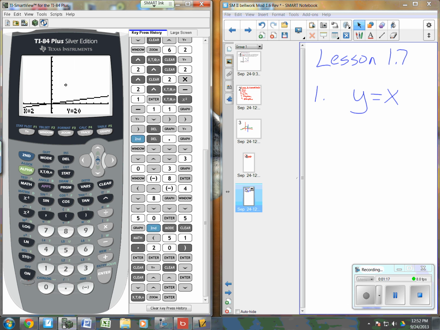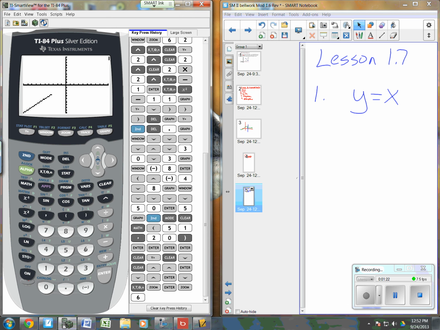Whoops, it didn't do that. Zoom 6. There it is. Okay, zoom 6. I got a standard window, and I want you guys to see what a standard window is. A standard window means the x min's at -10, my x max is at +10, my y min's -10, and my y max is +10, and my x scale and y scale are 1.